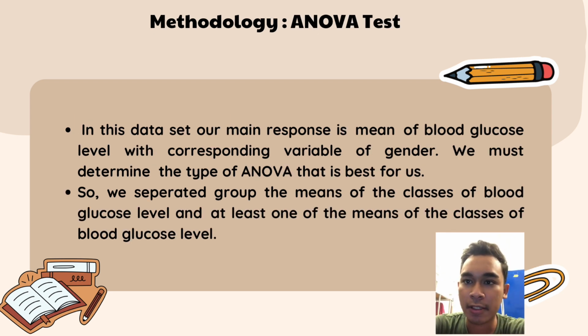Next, methodology for ANOVA test. In this dataset, our main response is mean of blood glucose level with corresponding variable of gender. We must determine the type of ANOVA that is the best for us. So, we separate group the means of the classes of blood glucose level and at least one of the means of the classes of blood glucose level.